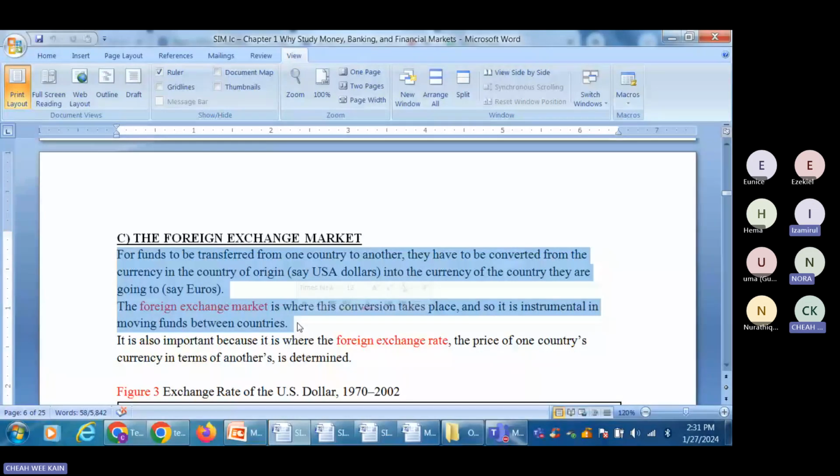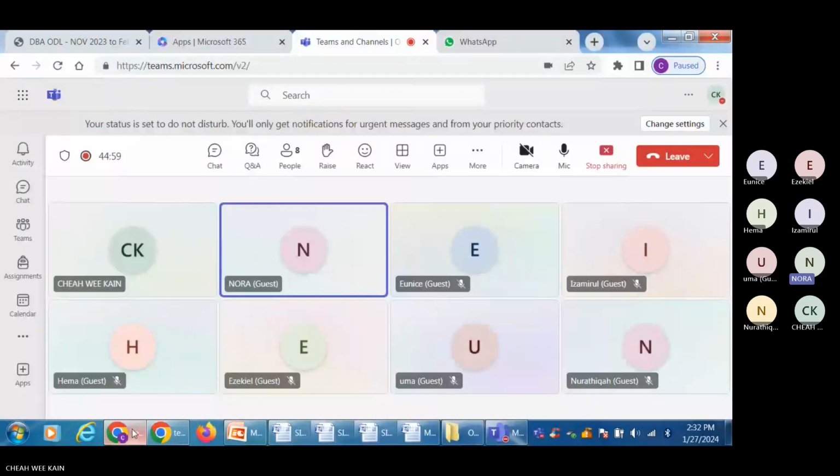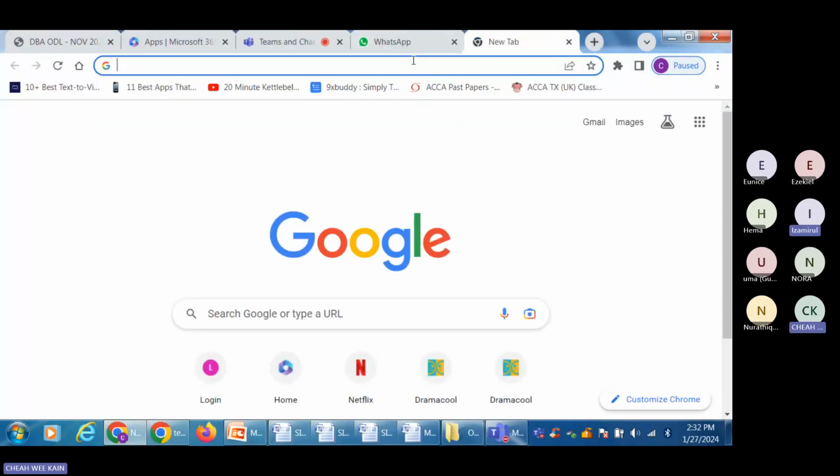Do you know what's the foreign currency rate? Let's say US dollar to ringgit. US dollar, 4 point something, and every time it changes. Let's look at it. 4.73 now. Wow, very close to ringgit.